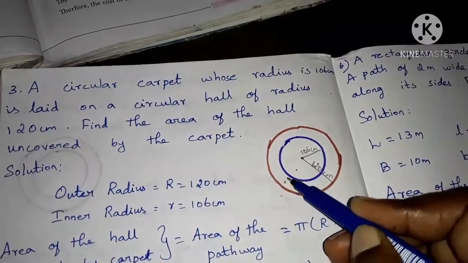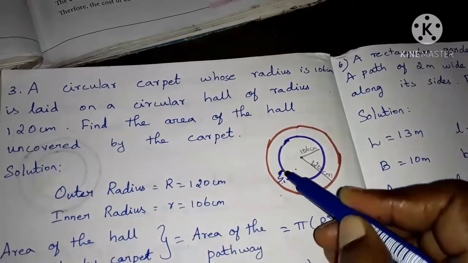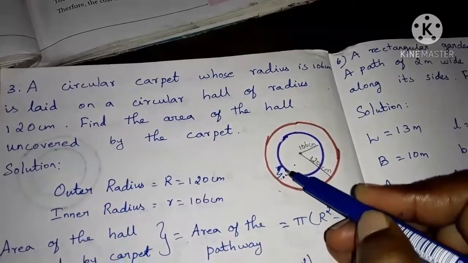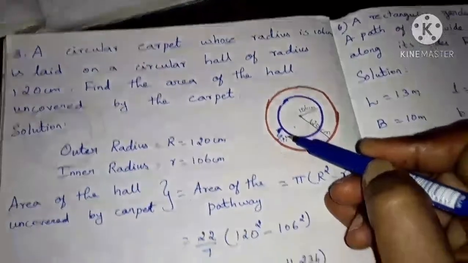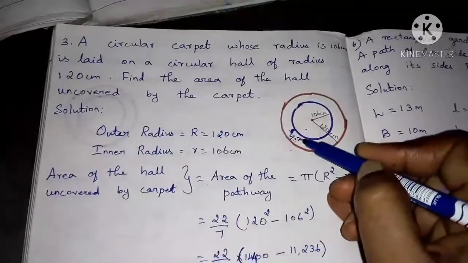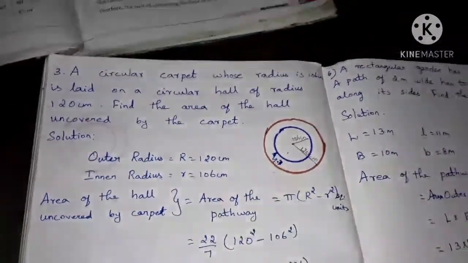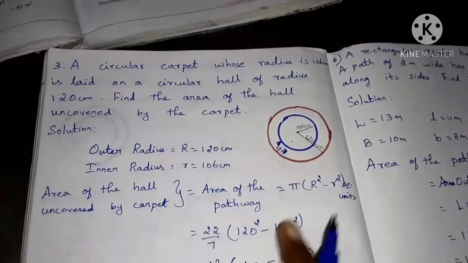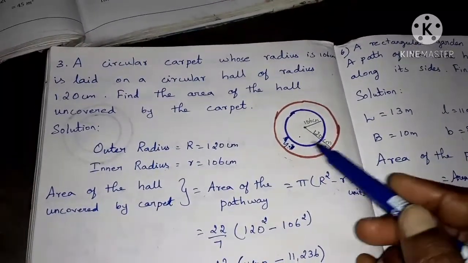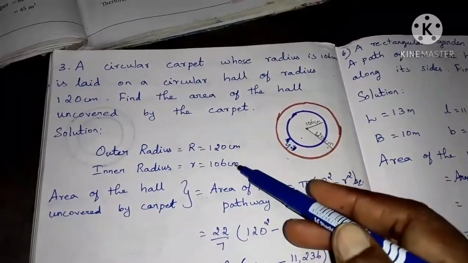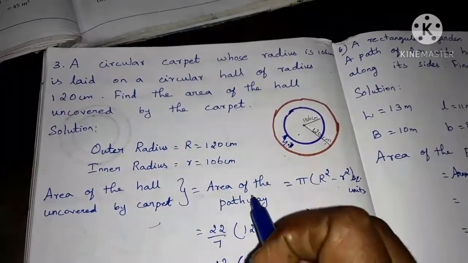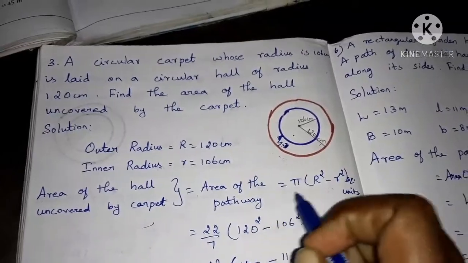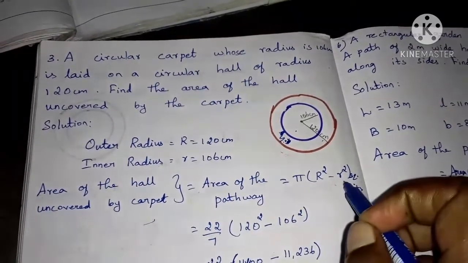So what does the uncovered place mean? This place, we know, is the pathway. So we have to find the area of the pathway. The outer radius is 120 centimeter, inner radius is 106 centimeter. The area of the hall uncovered by the carpet is the area of the pathway, that is pi of capital R square minus small r square.